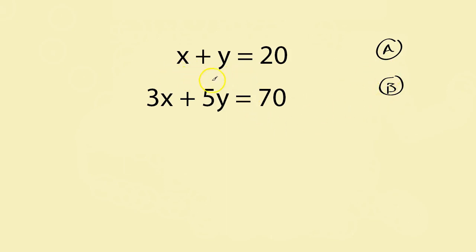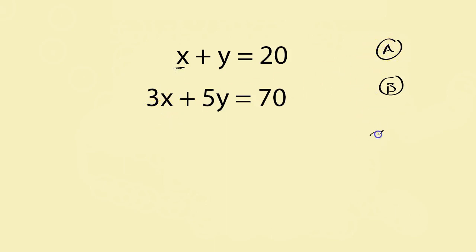So first thing I'm looking for is to get rid of one of the variables, and I can only do that when I have a match. So I have 1 lot of x here and 3 lots of x here, not a match. I have 1 lot of y here and 5 lots of y here, again, not a match. So what I'm going to do is, well, if I multiplied that by 3, I could get a match there. So that's what I'm going to do.